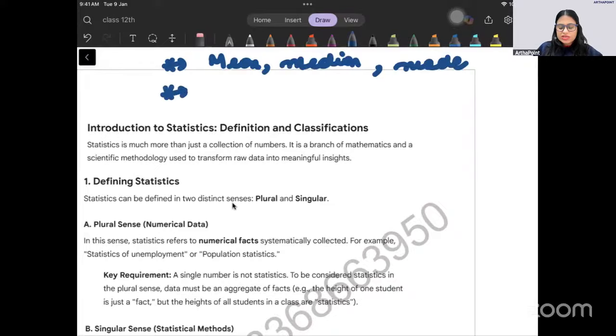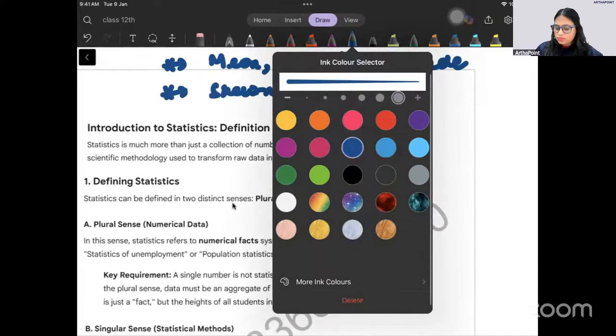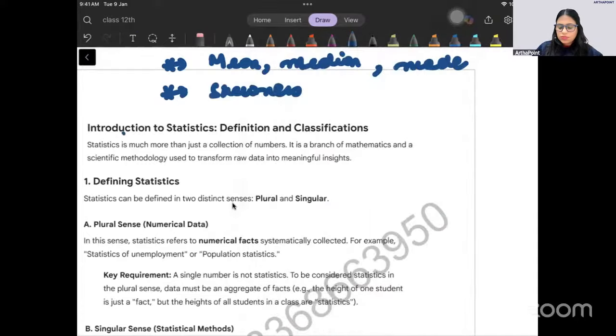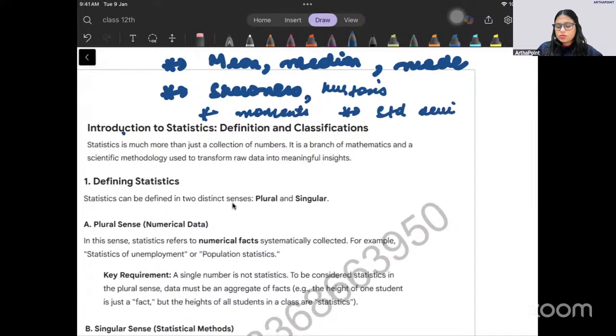We'll do skewness, kurtosis. We'll do moments. ठीक है? Then we will talk about standard deviation and all other measures of deviation.